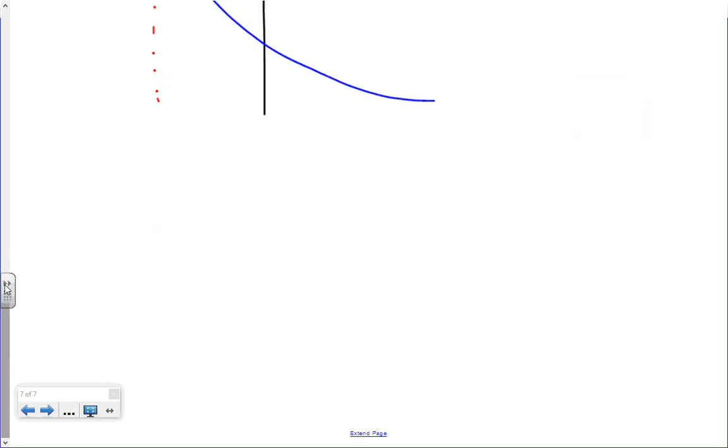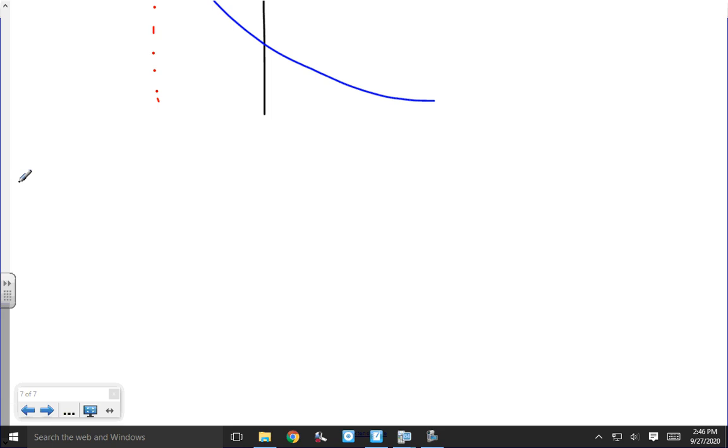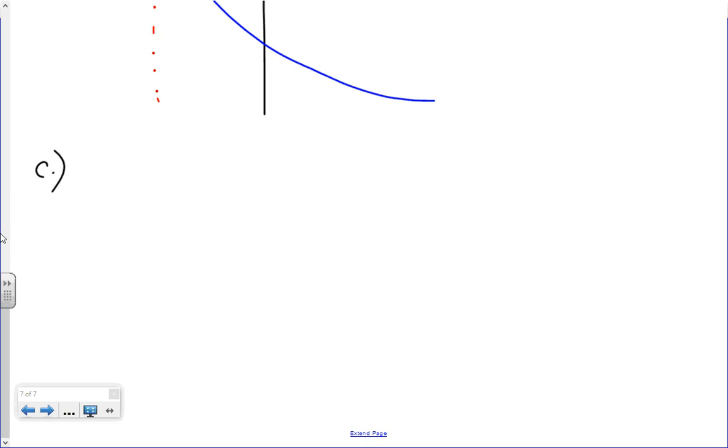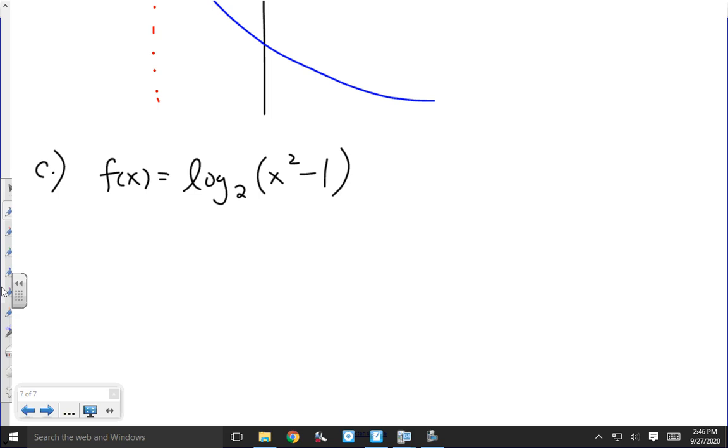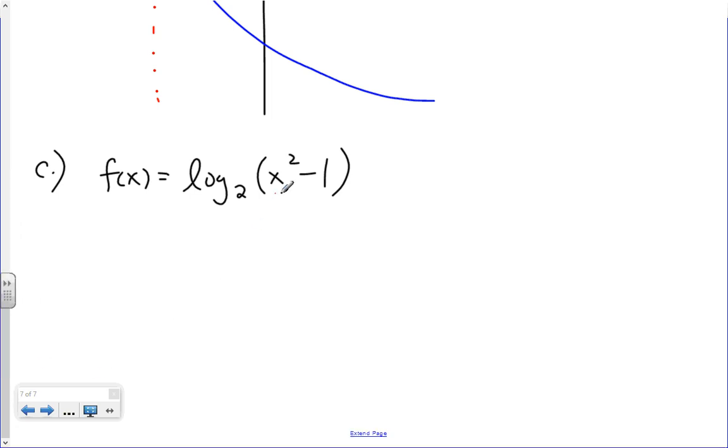All right, look at part C. C gets a little bit more complex because they throw a quadratic in this equation, don't they? They have f of x is equal to the log base 2 of x squared minus 1. Okay, so let's start with the domain of this thing. Remember, again, you got to consider where that x squared minus 1 is greater than 0.